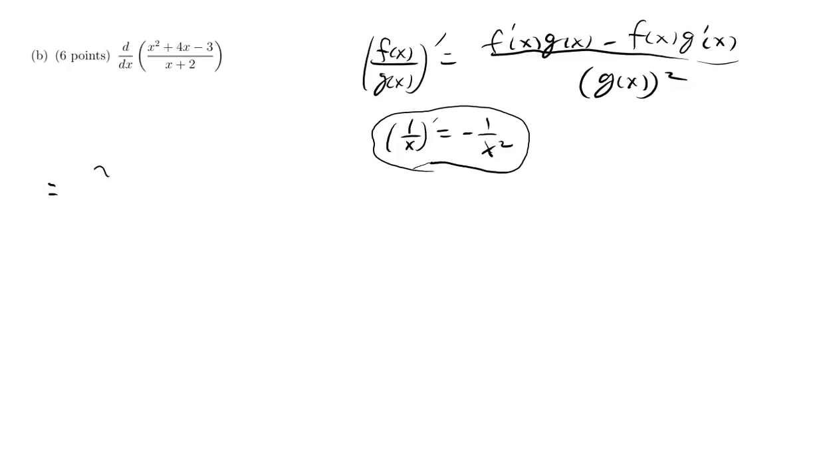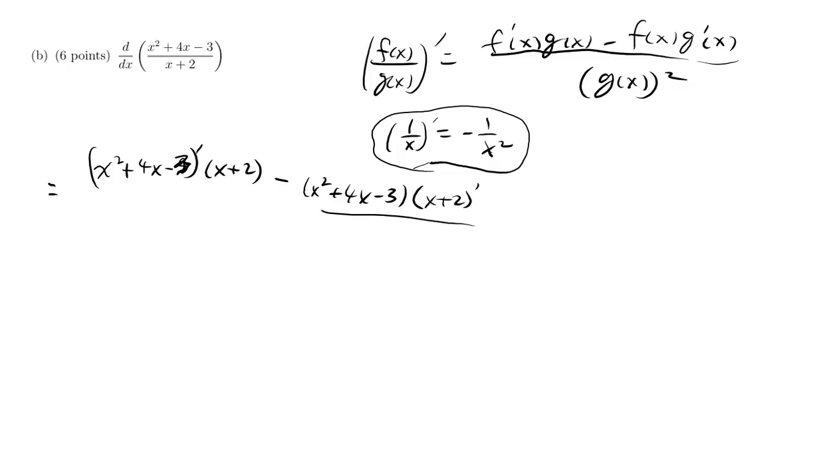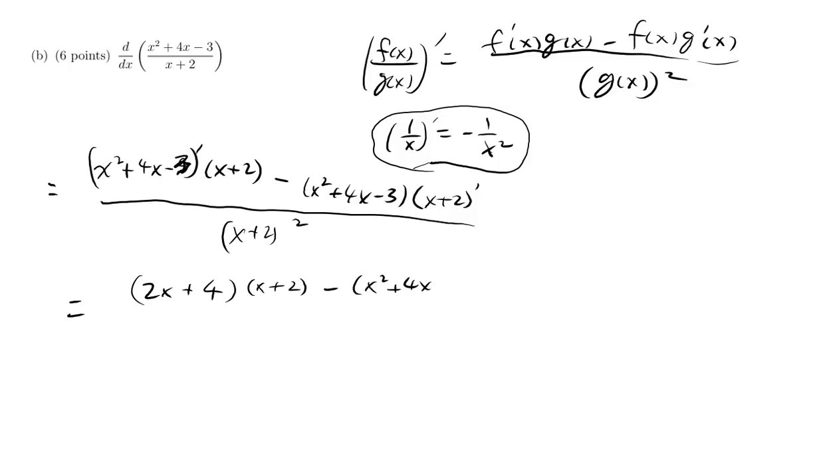It says x squared plus 4x minus 3 prime times x plus 2 minus x squared plus 4x minus 3 times x plus 2 prime. And then you have x plus 2 squared in the denominator, which gives you 2x plus 4, x plus 2, minus x squared plus 4x minus 3, x plus 2 prime is 1, and then you have x plus 2 squared. You should simplify the top one by foiling.